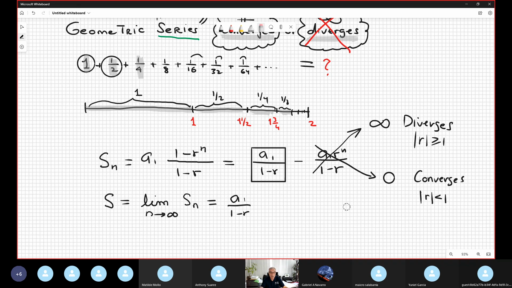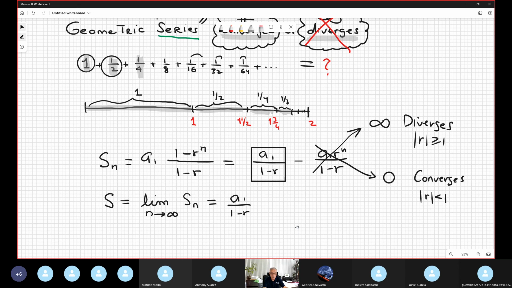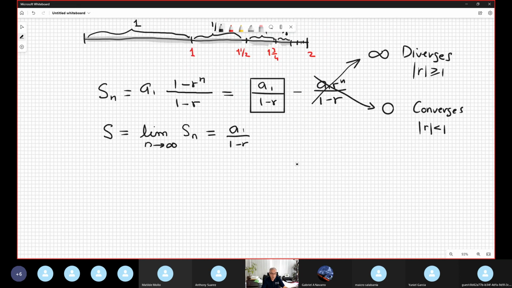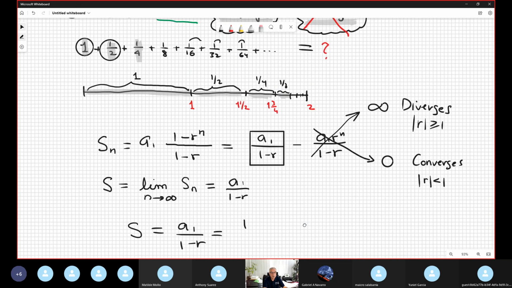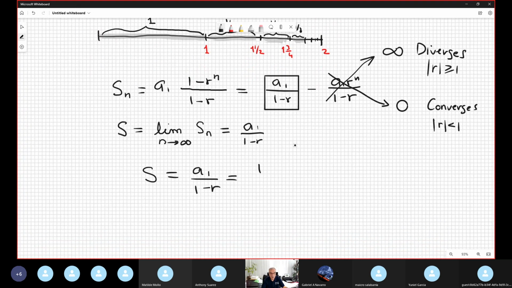This is a formula. Let me copy again the formula and compute that finally. S is equal to A1 divided by 1 minus R. And this is the sum of the infinite elements. A1 is 1, que es the first one. Look at the first one, and in this summation and this series it is 1. And the common ratio is 1/2. 1 minus 1/2. Well, 1 minus 1/2 is 1/2, no? And the reciprocal of 1/2 is 2. Boom, is the answer. Do you see that?